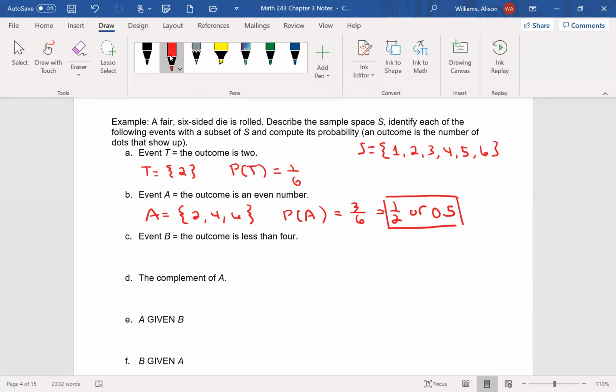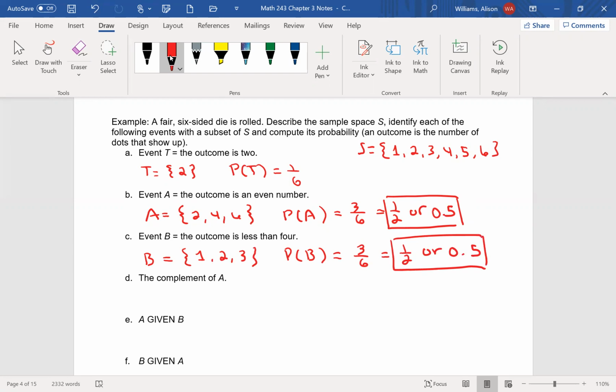B would be an outcome less than 4. So strictly less than 4, 4 would not be included in that. And that would then be 1, 2, and 3 that qualify for being less than 4. And the probability of that is actually 3 out of 6 again. There's 3 possibilities that B can occur out of 6 total possibilities, which is 1/2 or 0.5.